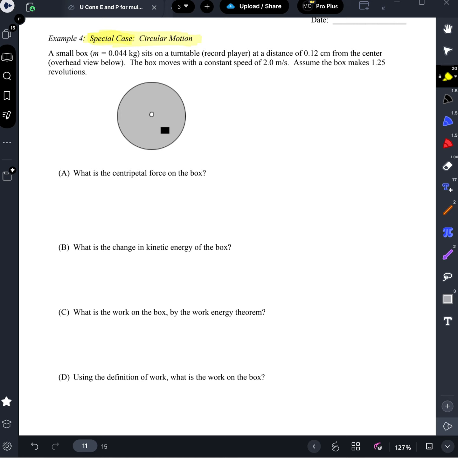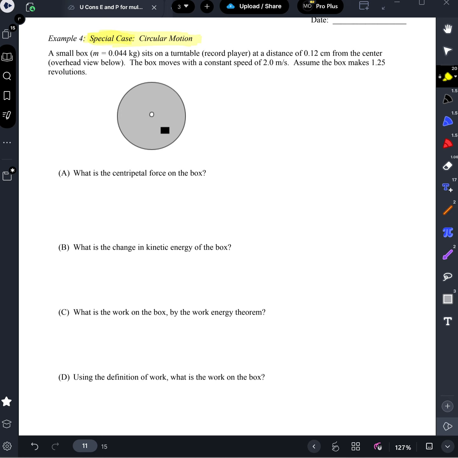So a small box whose mass is 0.044 kilograms sits on a turntable, i.e. a record player, at a distance of 0.12 centimeters from the center, and you can see the overhead view here. The box moves with a constant speed of 2 meters per second. All right, assume the box makes exactly 1.25 revolutions, so it goes around 1.25 times.